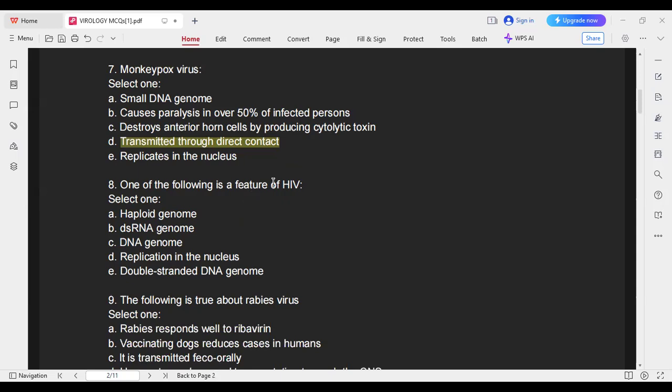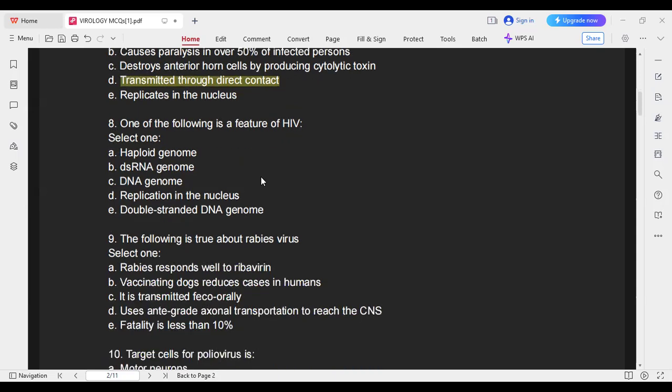Okay, one of the following is a feature of HIV. Answers. Some are saying B. Some are saying D. I'm seeing conflicting answers.